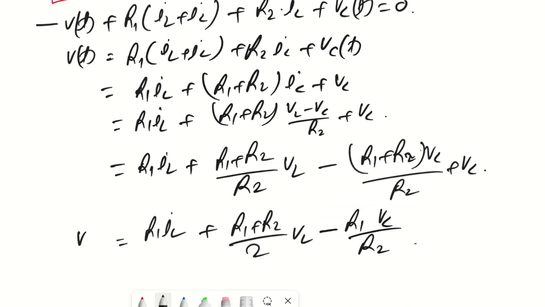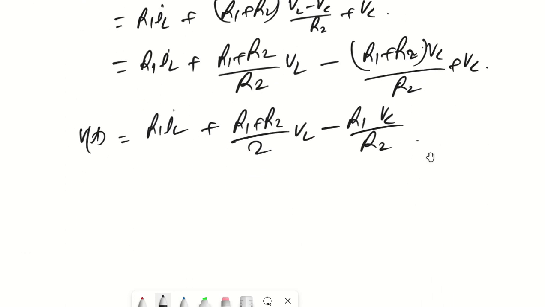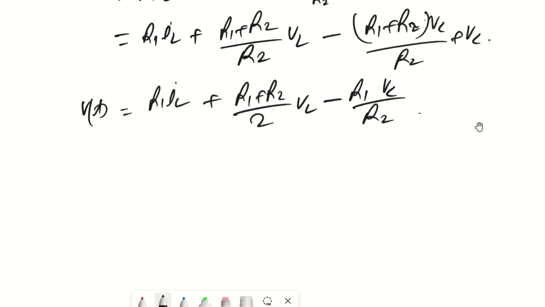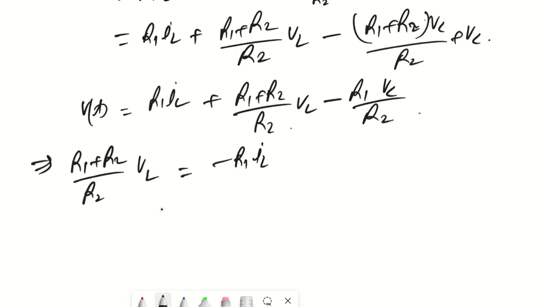So now we have here V of t, that is this equation. If we take the VL term to the left side, then what will happen? Because we now need IL, VC, and Vt, which will be the input. So input I can take this side, and VL will be that side. Wait a moment, this is not 2, this is R2. So if we do that, then we are going to have R1 plus R2 by R2 into VL, which will be equal to minus R1 into IL, plus R1 into VC by R2, and plus Vt as it is. Vt is as it is, so this will go that side with a plus, and this will go that side with a minus, and this will remain as it is, right?